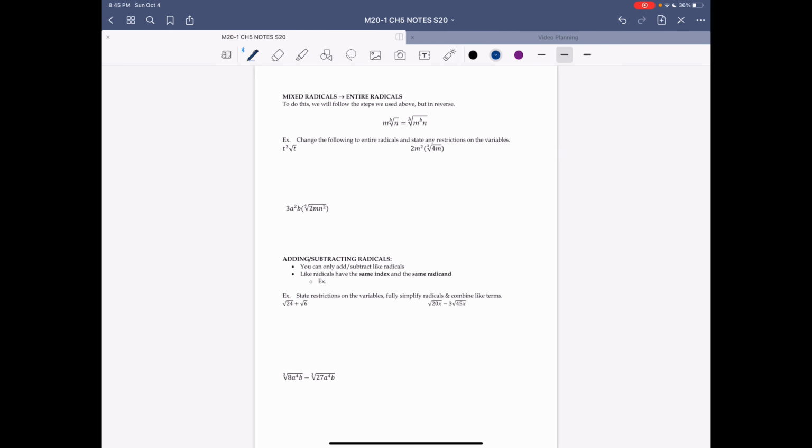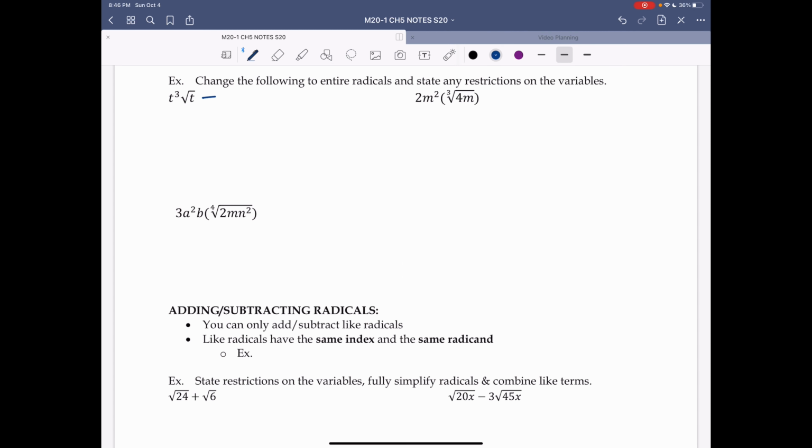Mixed radicals to entire radicals. So going back the other direction, same process. We're still going to state our restrictions before we do anything, and then we're going to move everything back under the root sign. Restrictions on square root of t: t has to be greater than or equal to 0.